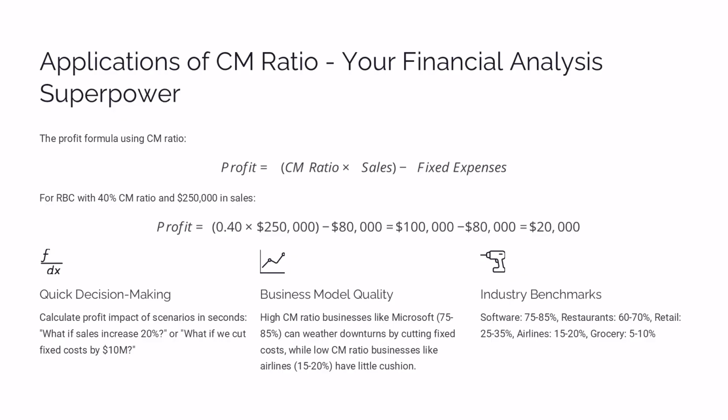The advanced insight that most students never grasp is that CM ratio is really about business model quality. High CM ratio businesses like Microsoft can weather downturns because they can cut fixed costs and remain profitable, while low CM ratio businesses like airlines go bankrupt in recessions because there's no cushion between revenue and variable costs.